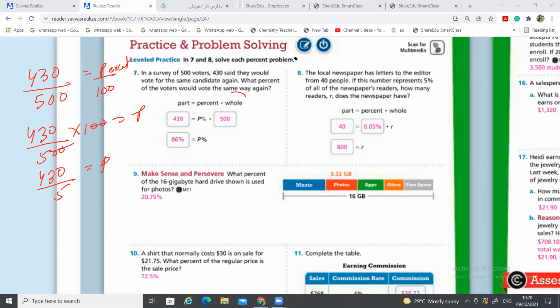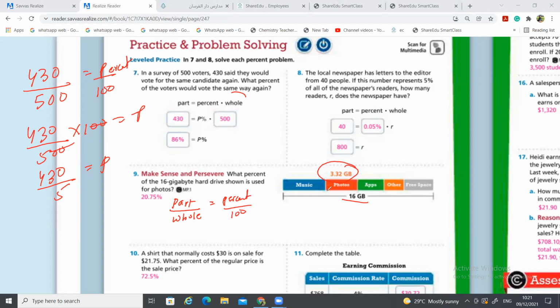Now tell me the formula I told you. What by what? Part by whole equals percent over 100. Do you know this? Yeah. Now see here, which is the part and which is the whole? 16 GB is the whole and 3.32 is the part, right?